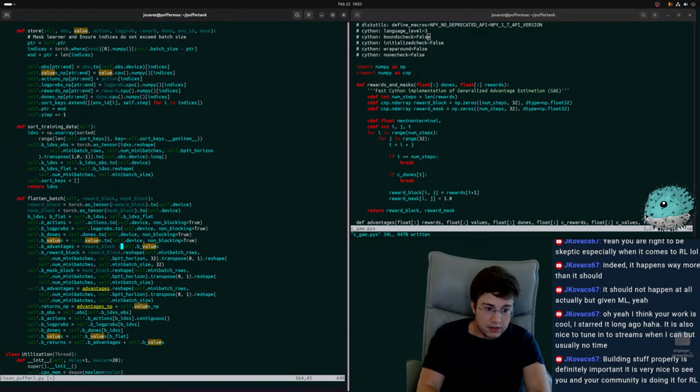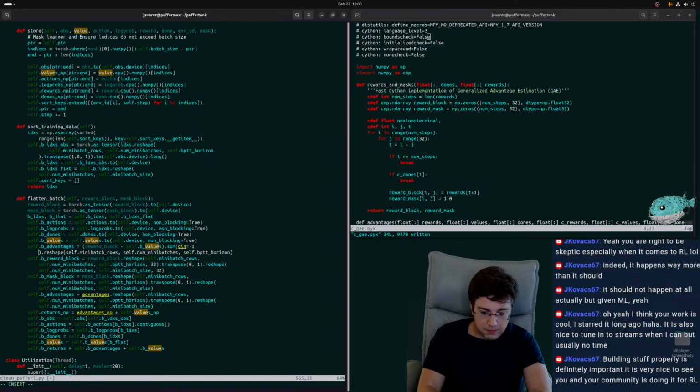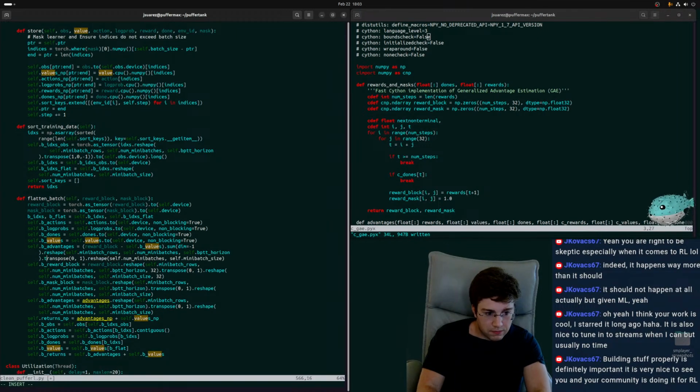Building stuff properly. Yeah. Well, it drives me nuts because nobody's done it. You look at all these RL repositories, and it's like the most insane code you've ever seen. I say as I write this god awful transpose.